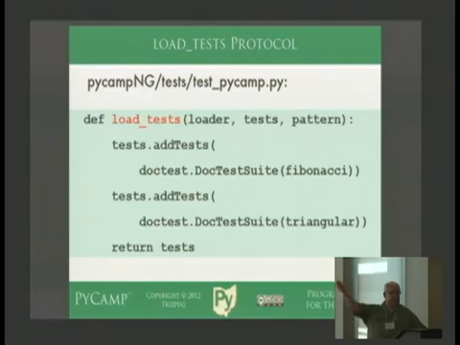And then we're going to return that test suite instance that we modified, that we filled up. We got an empty test suite from unittest. We add a whole bunch of tests to it from doctest. And so here's where doctest allowed us to do the conversion, and here's where unittest allowed us to add those to the empty test suite.